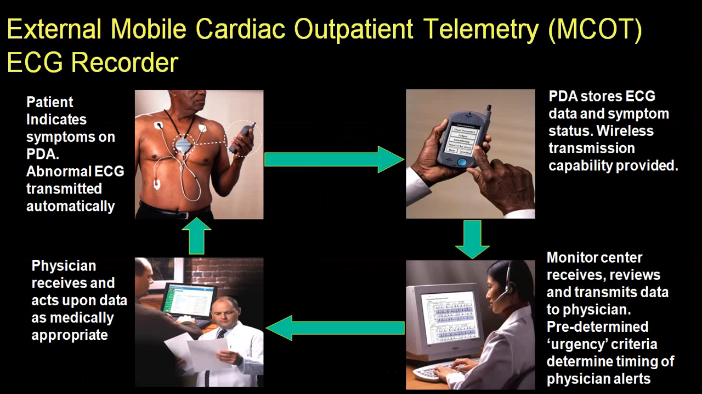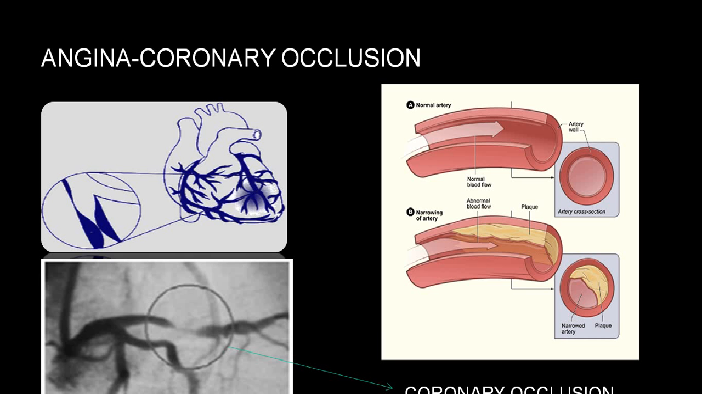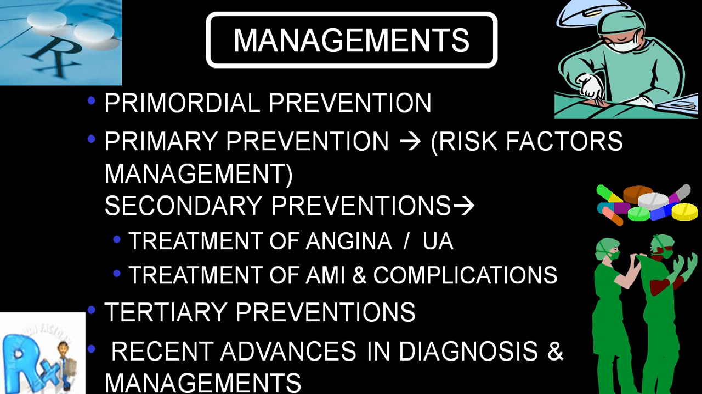MCOT is also one of the helpful things, because when a person gets a chest pain, if the ECG is referred immediately to the cardiac center, the acute episode can be diagnosed. Ergonovine test is another test which is helpful to identify coronary artery spasm. Cardiac catheterization will be helpful to find out the amount of involvement of the ventricular functions and ventricular chamber. So coronary angiography is very, very helpful.